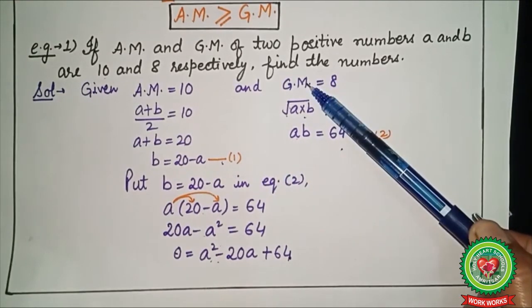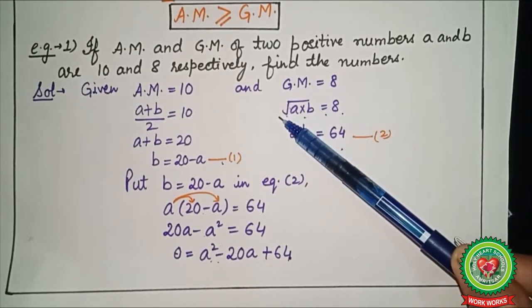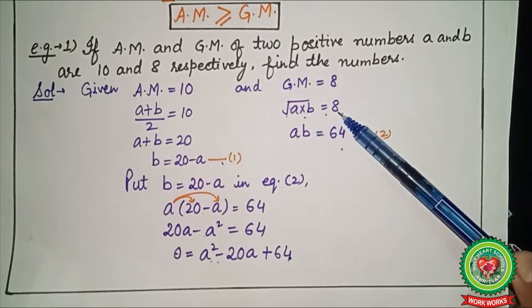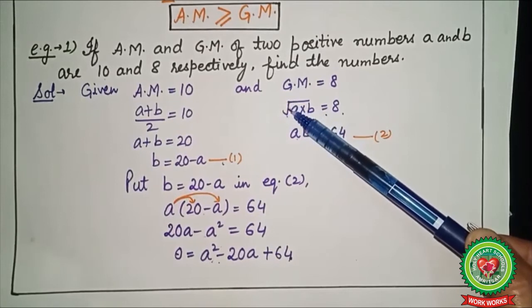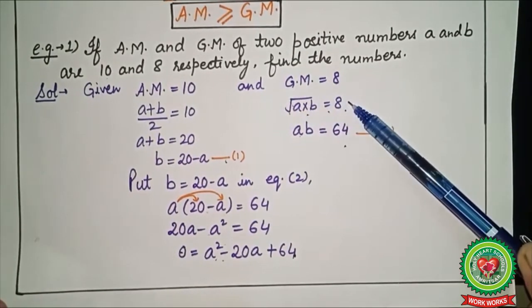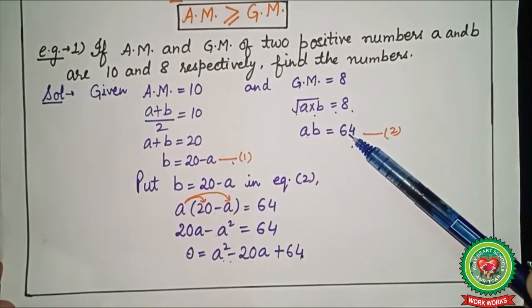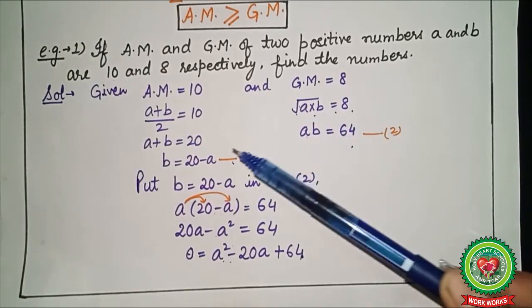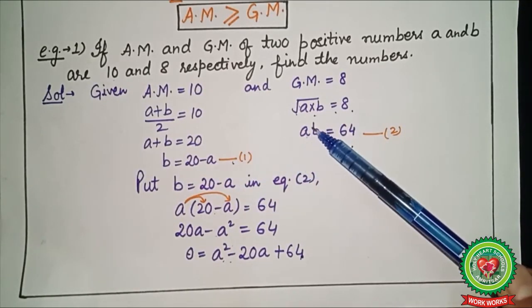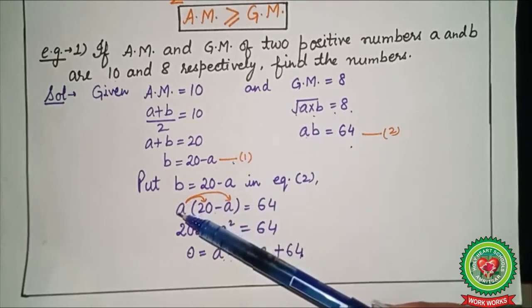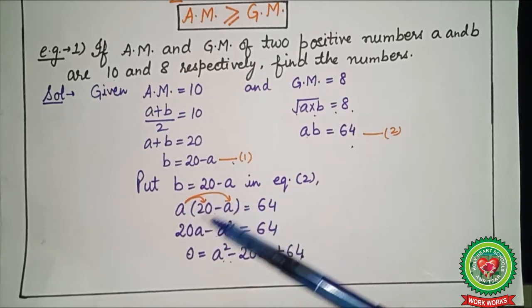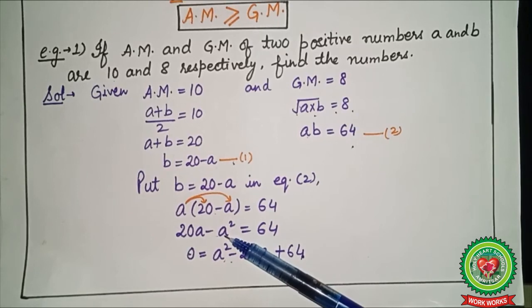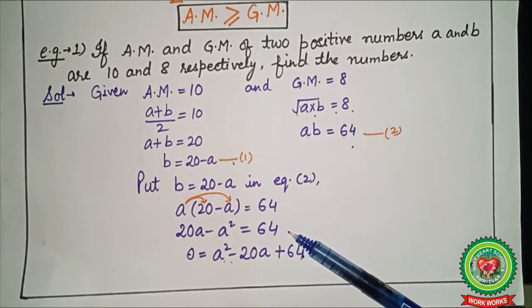Now, geometric mean is given, that is 8. Under root of AB is equal to 8. On squaring both sides, we get AB is equal to 64. Now, put the value of B from equation 1 in equation 2. We get A into (20 minus A) is equal to 64. Here, when you solve it, you will get 20A minus A square is equal to 64.